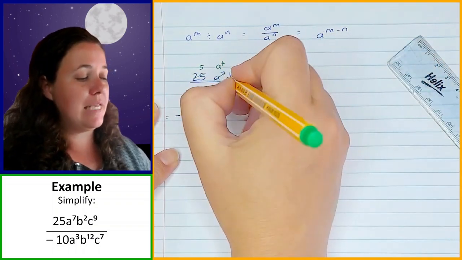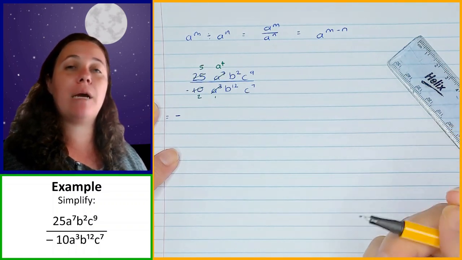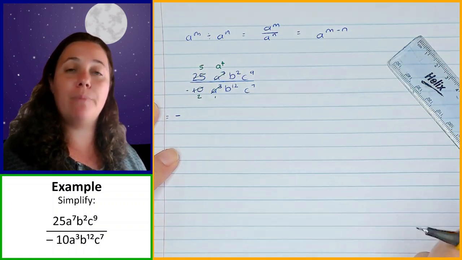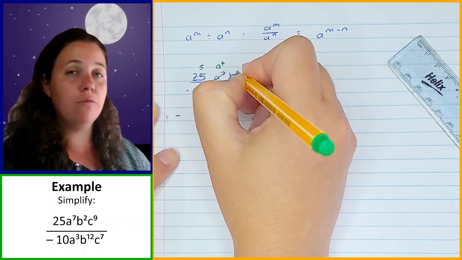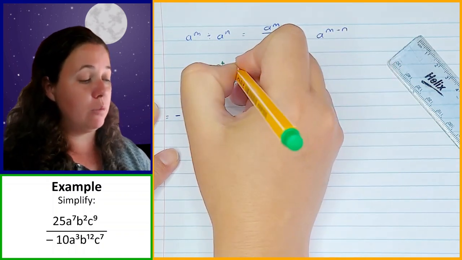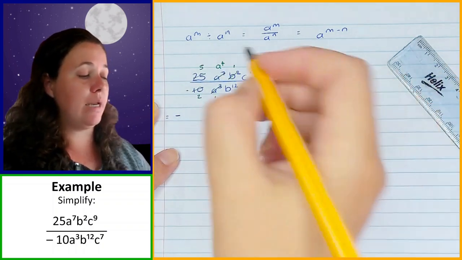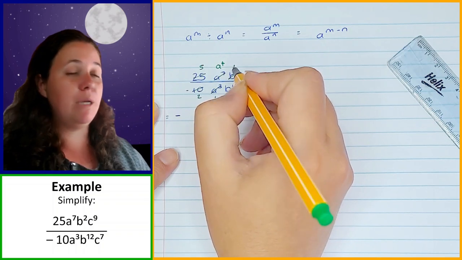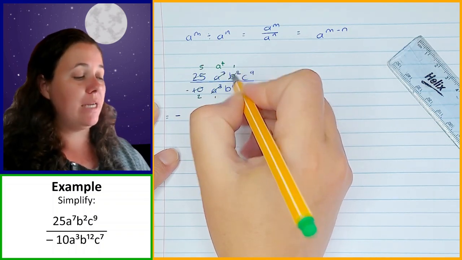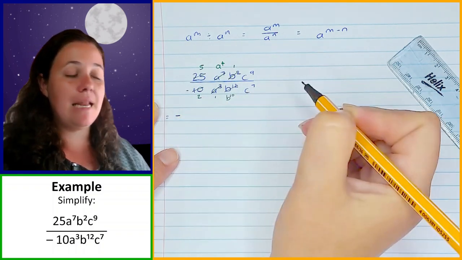Okay, so when I take the b to the power of 2 and the b to the power of 12, I'm still going to subtract, but I need to subtract the smaller number from the bigger number. So I'm going to subtract over here, b to the power of 2 minus 2 is b to the power of 0, which gives me 1, which is the same as I had over here. Remember, when you divide something by itself, you end up with 1. And then on the bottom, I have b to the power of 12 divided by b to the power of 2, so 12 minus 2 is 10. So at the bottom, I end up with b to the power of 10.